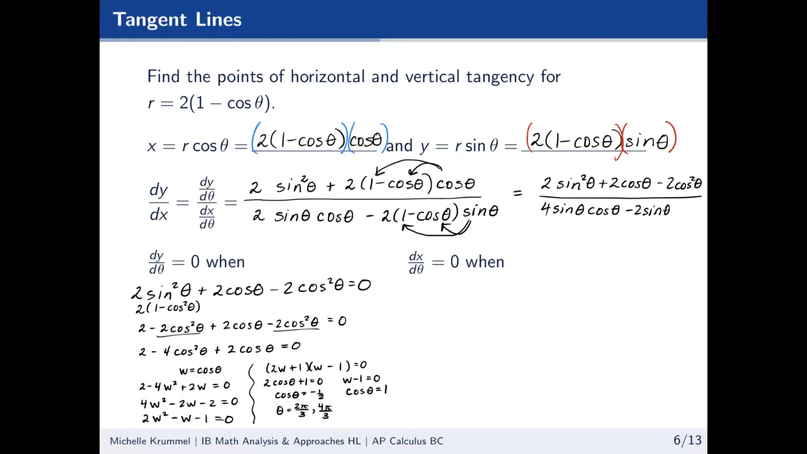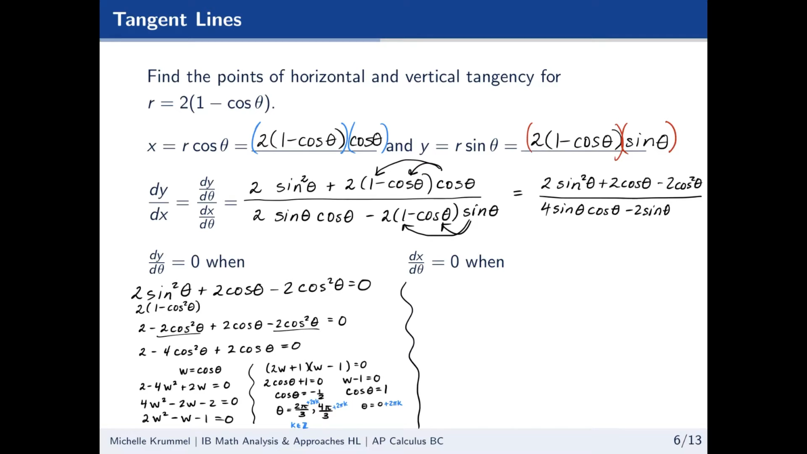We don't have a restricted domain here, so actually there are infinitely many solutions here. So we need to tack on a plus 2 pi k here, for any integer k. And then cosine theta equals 1 when theta equals 0 or 2 pi or 4 pi or 6 pi, etc. So we will add on 2 pi k here as well.